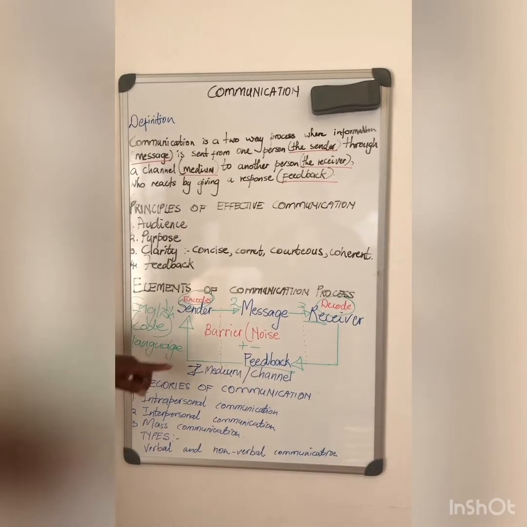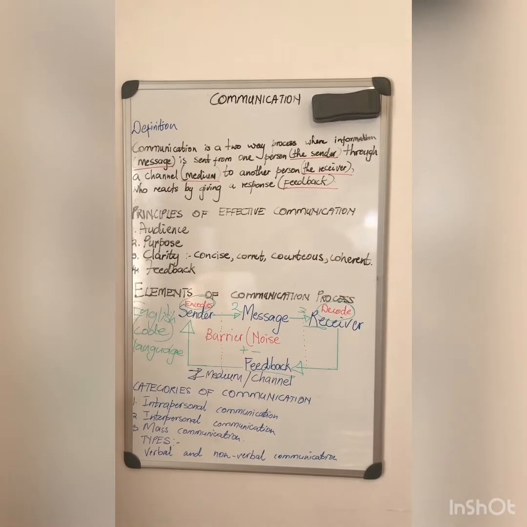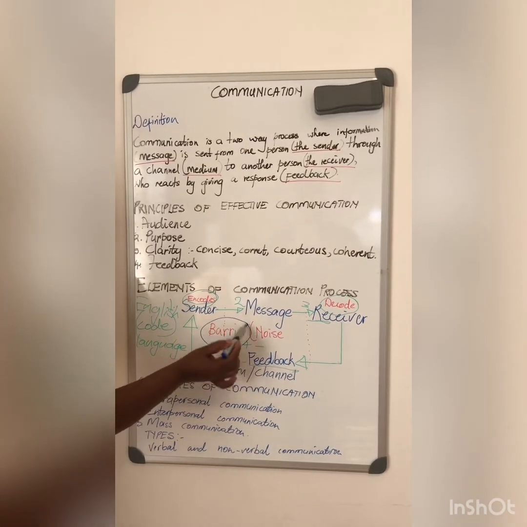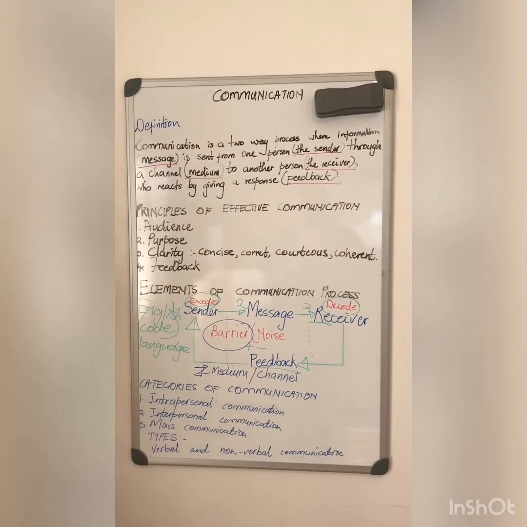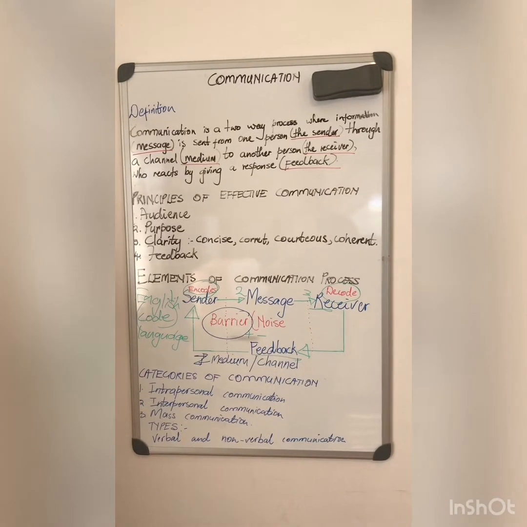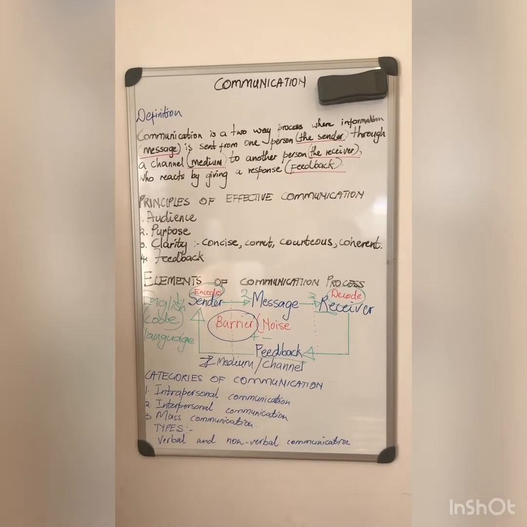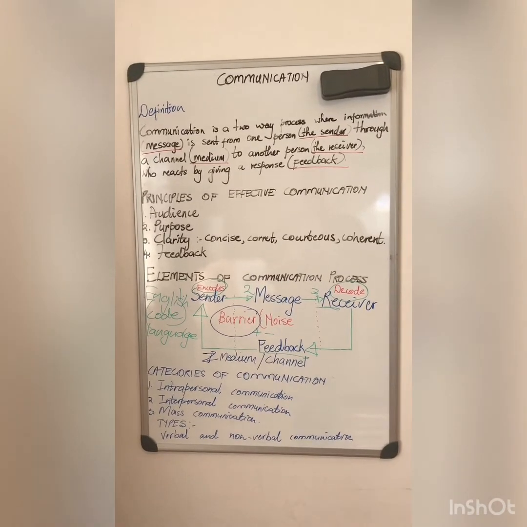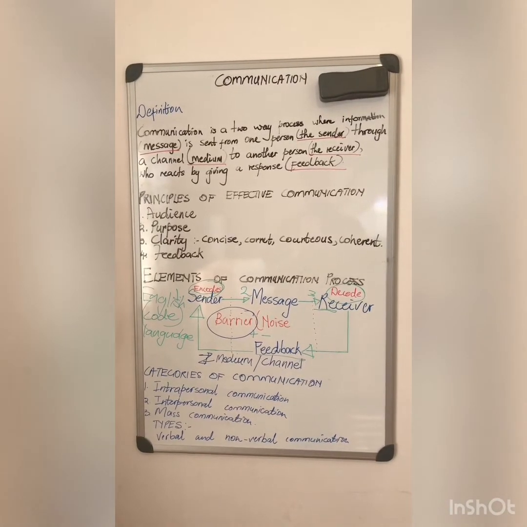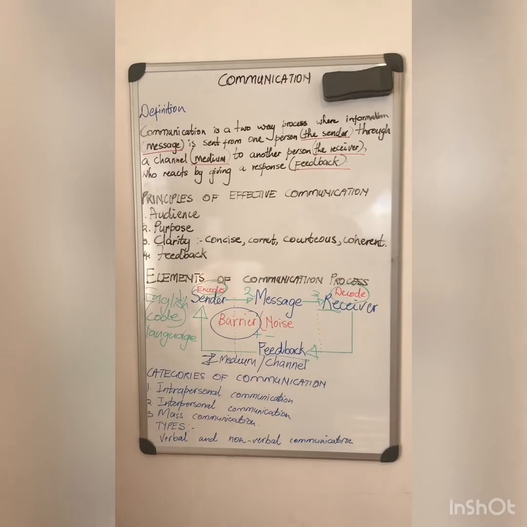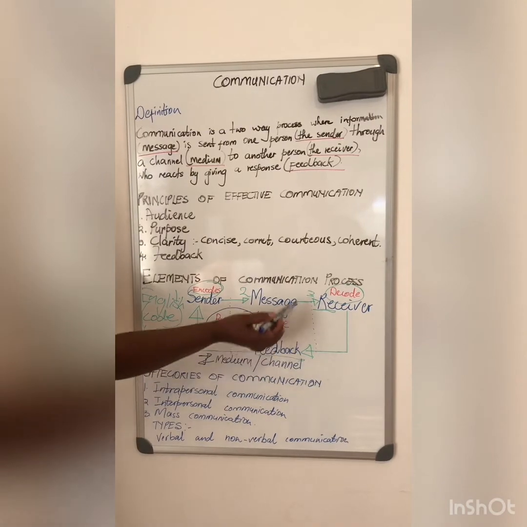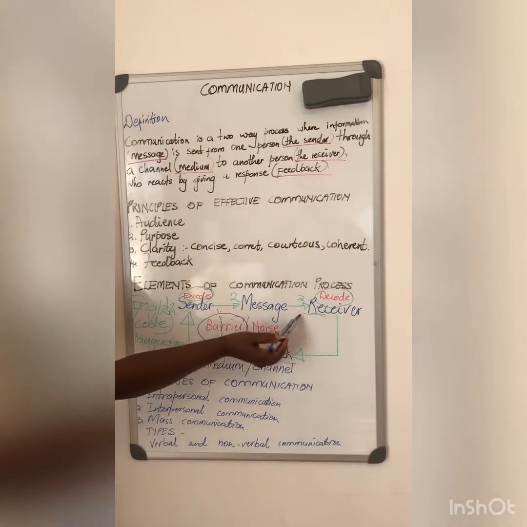Now, what do we call it when the feedback is negative? We call it the barrier. What is a barrier in simple English? A disturbance. Disturbances, things that disturb you from getting the message correctly. In our next video, I will teach you the different types of barriers. But at the moment, I'm just saying that the message can be disturbed between the sender and the receiver. There might be barriers, disturbances of the message.